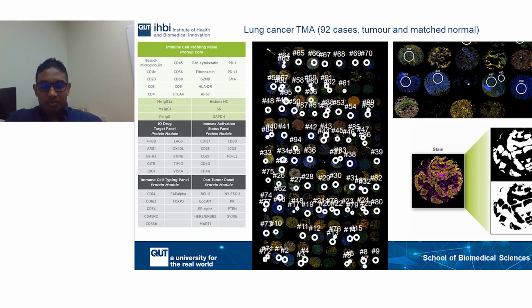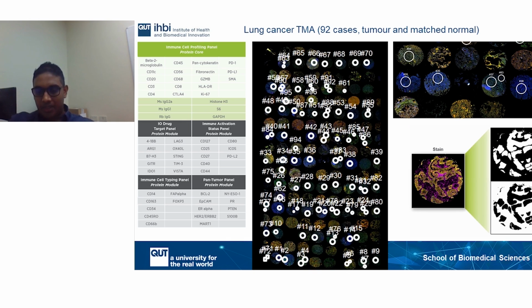So this is just some preliminary lung cancer data where we did a tumor microarray, so 92 cases with tumor and matched normal, and looked at it on a 60-plex IO panel, again, protein. And what we wanted to do was use the masking function. So this is where you're able to take the pathologist's demarcation of the tumor and normal regions, and then you're able to draw within it.